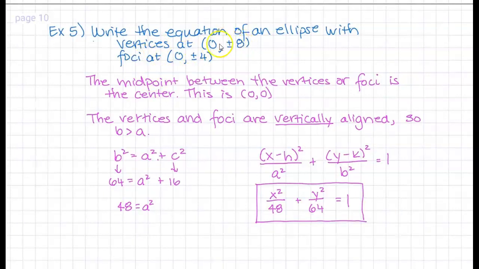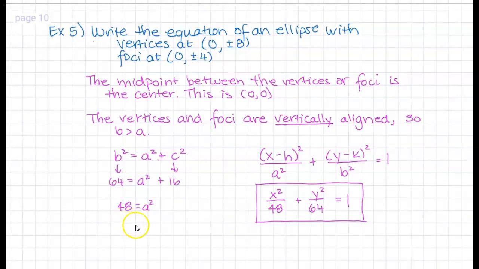And we can see that the midpoint is going to be at 0, 0. Now the vertices and the foci, they are vertically aligned, and so we know that B is going to be greater than A. This is a vertical ellipse. And then again, we have this equation when B is greater than A. You can plug in your value for b squared and c squared, and you can find out what a squared is.